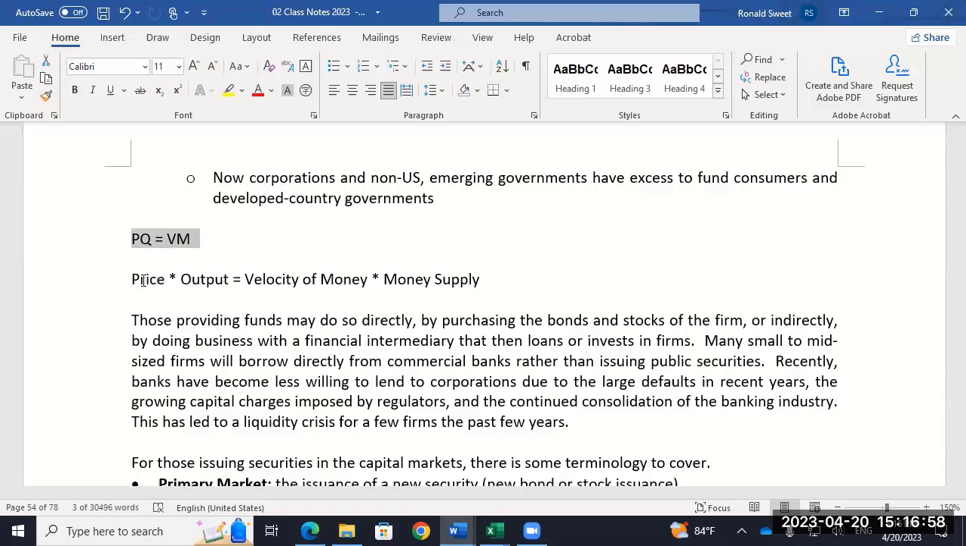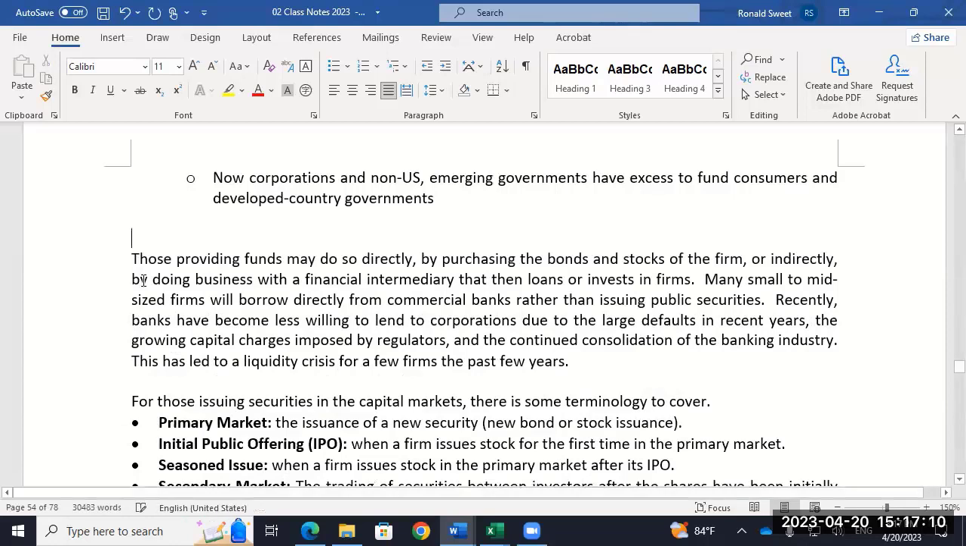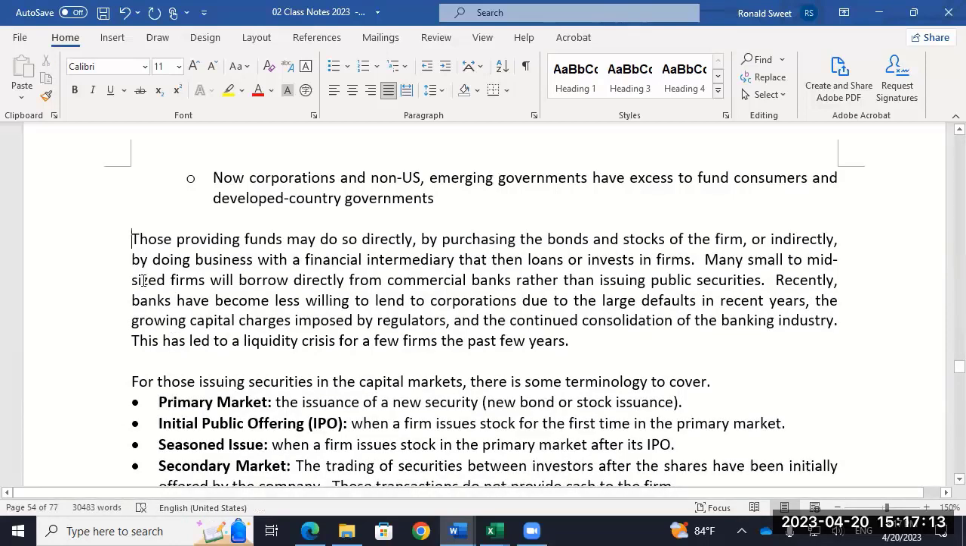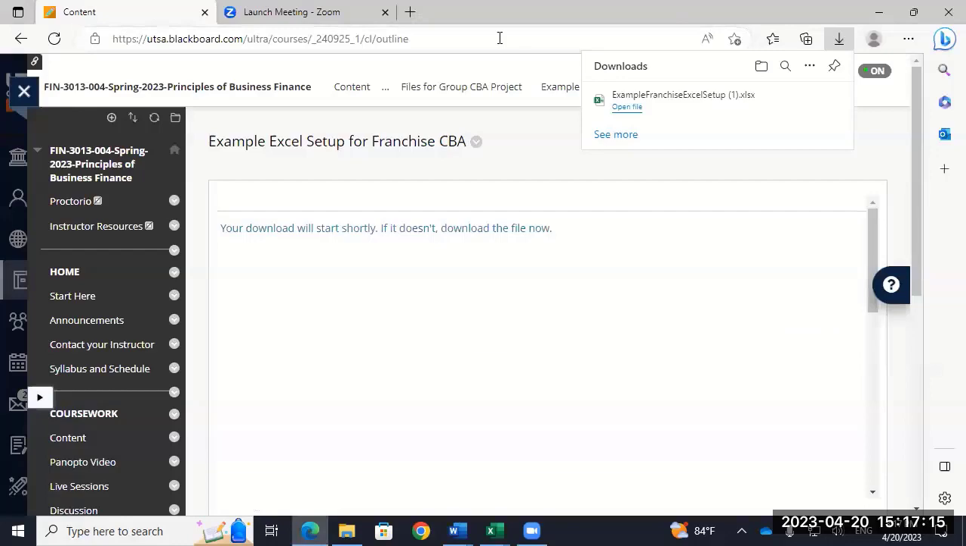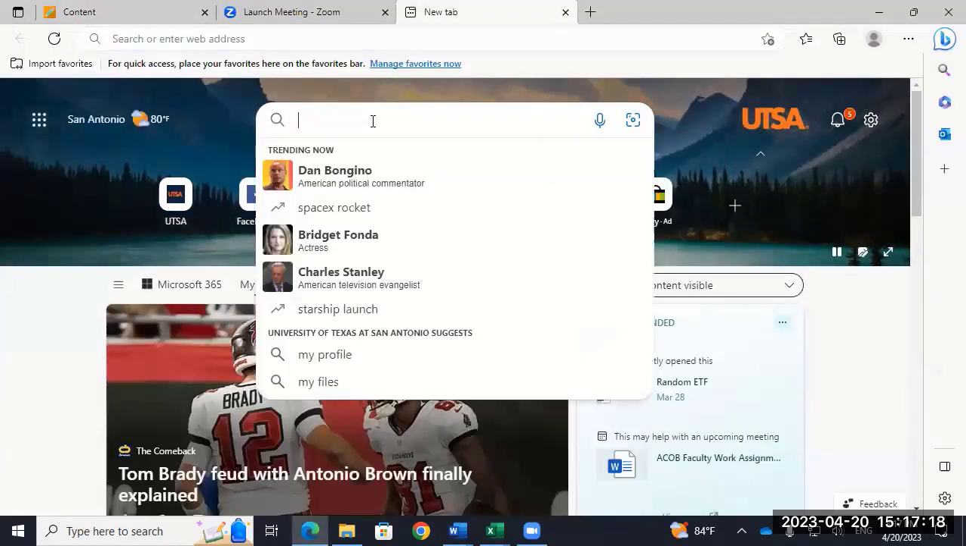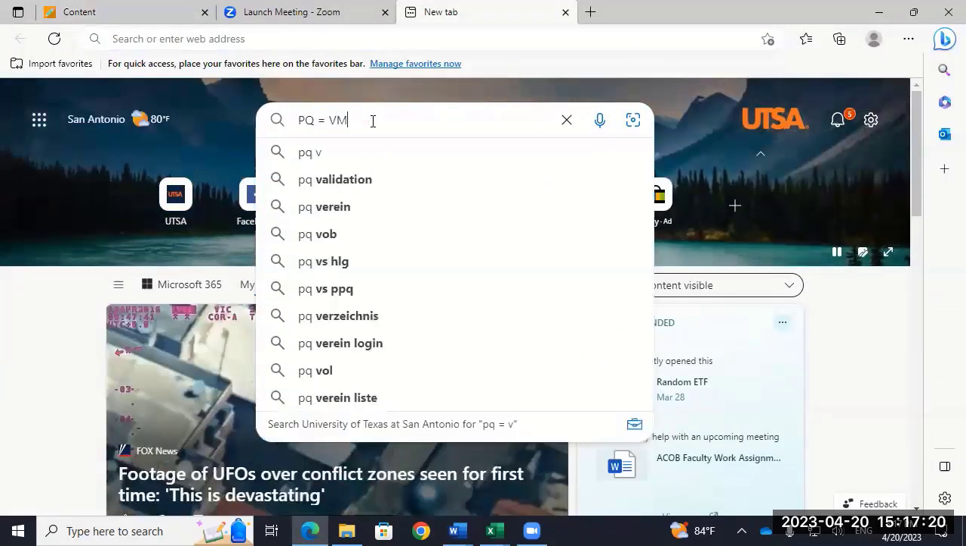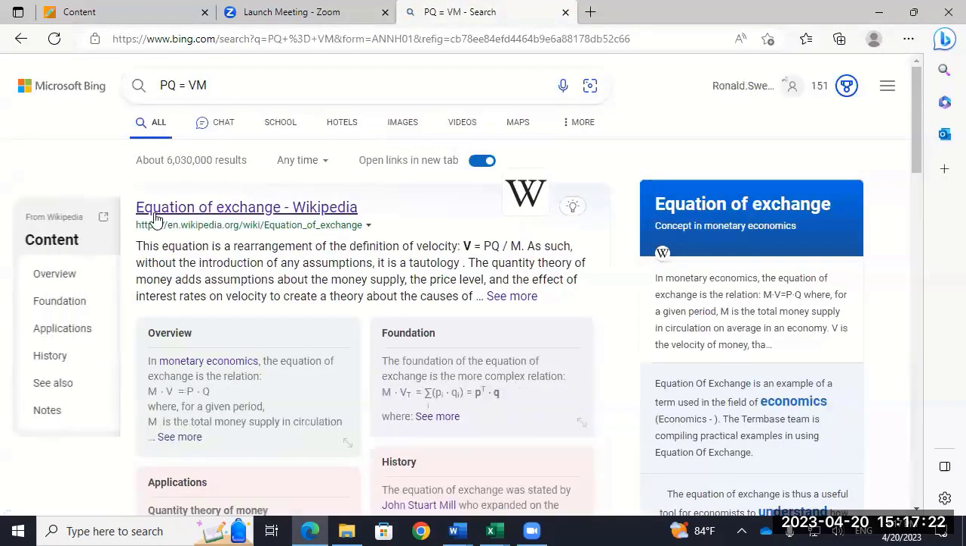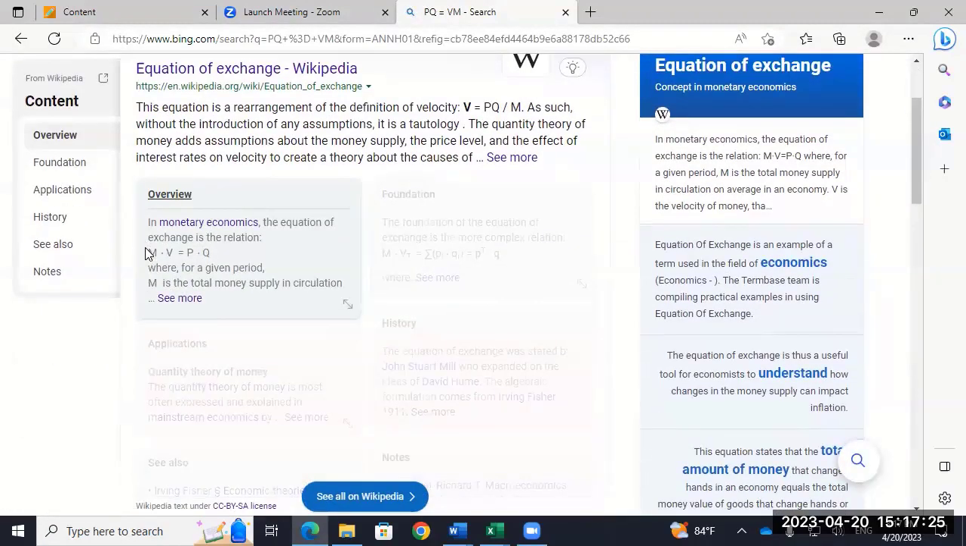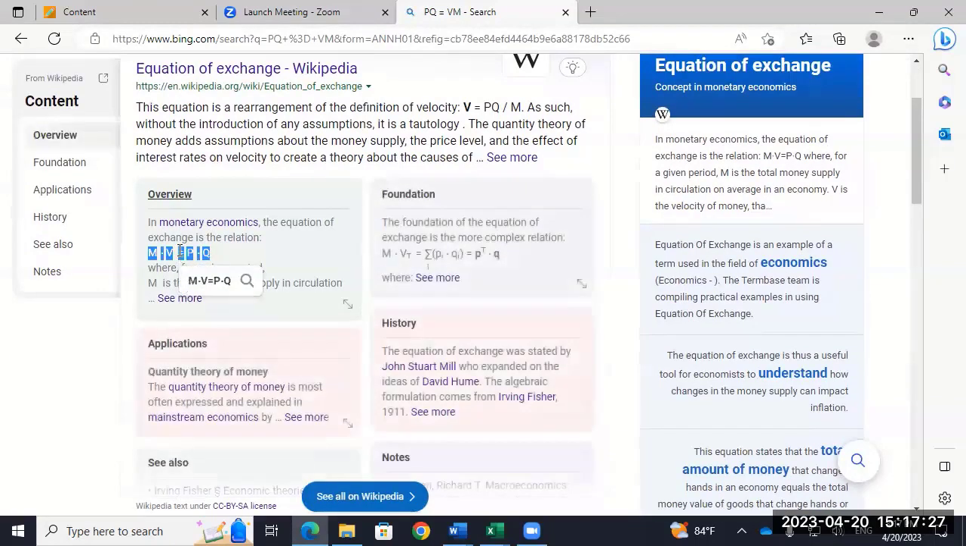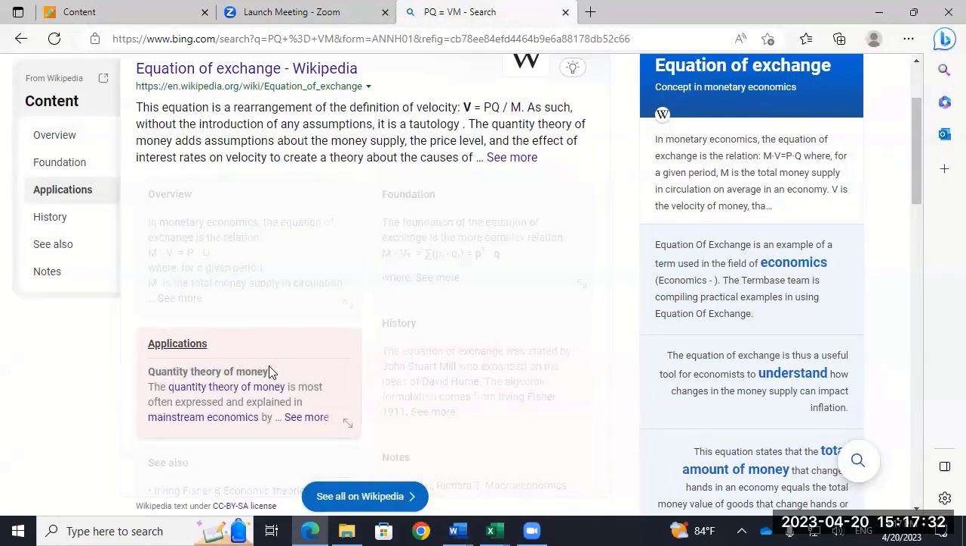Did y'all cover this? You probably covered it in money and banking. You'll see this in money and banking. Extremely important. I like formulas that are simple and explain everything. There's a formula that's simple and explains everything. PQ equals VM. It may be different letters because they keep changing the letters on us. Let's look. I don't want to tell y'all a lie. There it is. Yeah, MV equals PQ. So there it is, the quantity theory of money.